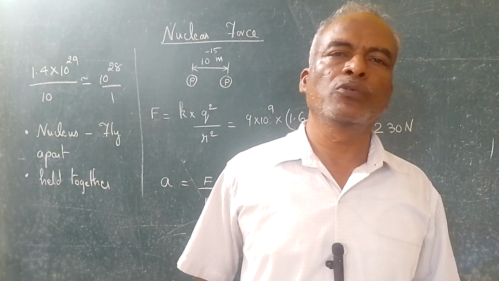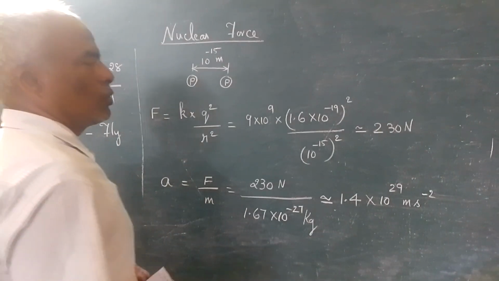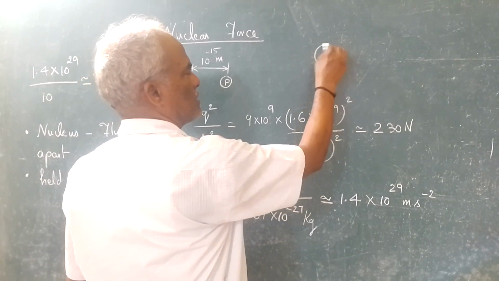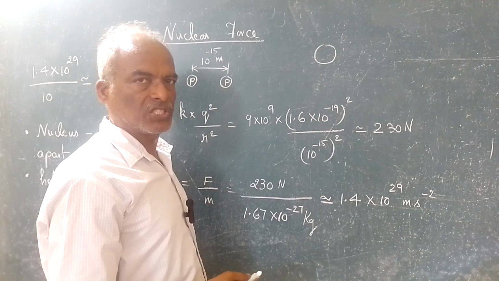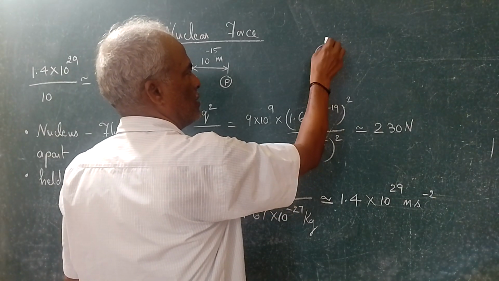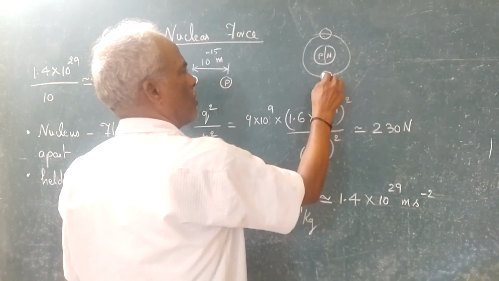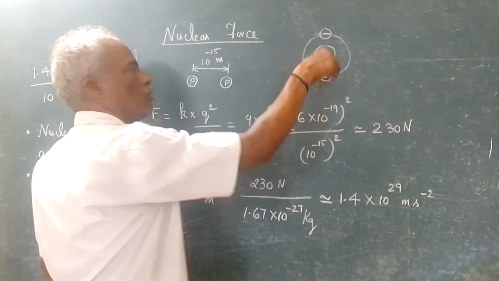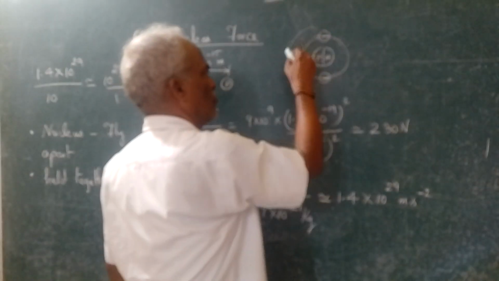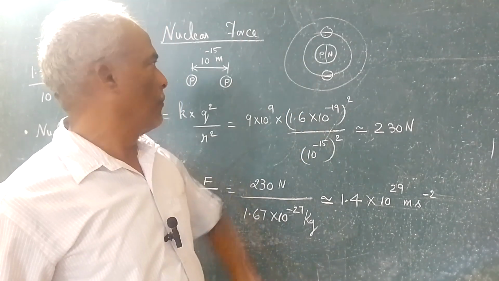Today we are going to see about nuclear force. So, the atomic structure. You will have a nucleus, and this nucleus consists of protons and neutrons, and electrons revolve around the nucleus. This is the first orbit, then you will have the second orbit. All these things you know.